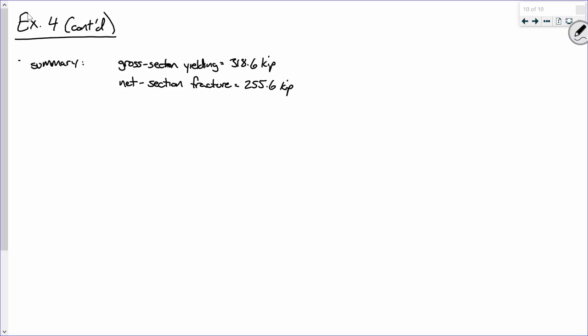But if we want a simple expression of how strong this member is, in other words, how much load can we place on this member without violating the limit states, what would the answer be? Would it be the 318 or the 255? 255. So a simple answer to, we'll say, phi Pn would be 255.6 kips. In other words, that is how strong the member is. That is how much resistance the member contains.